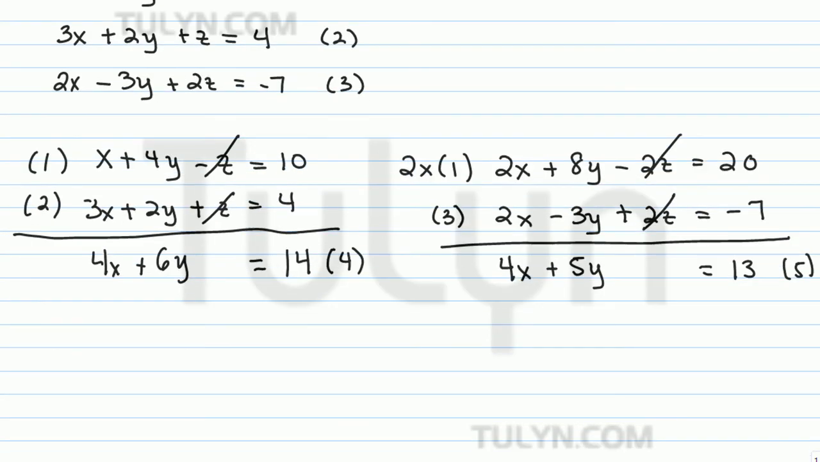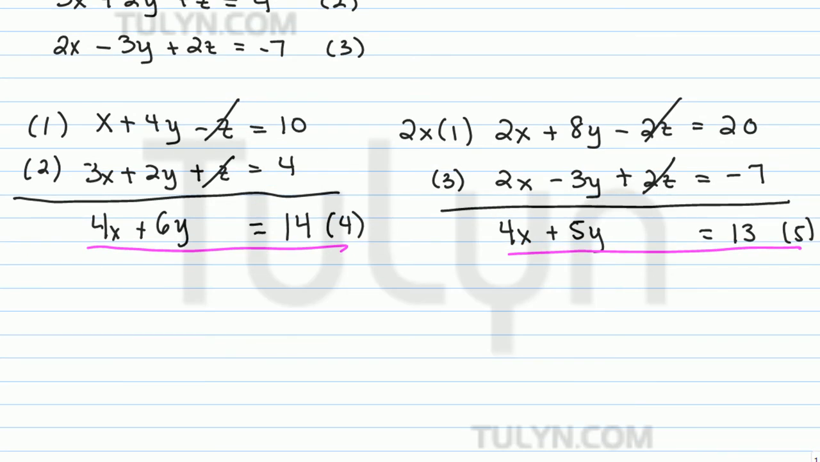Now I want you to know that if you look at equations 4 and 5, they're both a linear system in two variables, which we already know how to solve. So let's rewrite these equations as so. So we get 4x plus 6y is equal to 14 as our first equation, and then we get 4x plus 5y is equal to 13. And now all we have is x and y, so we got two equations and two variables, and so now we know how to solve.